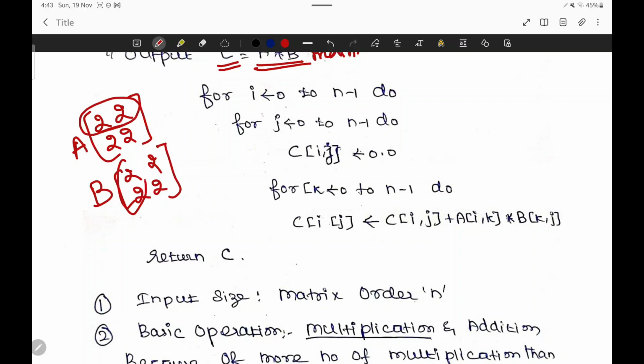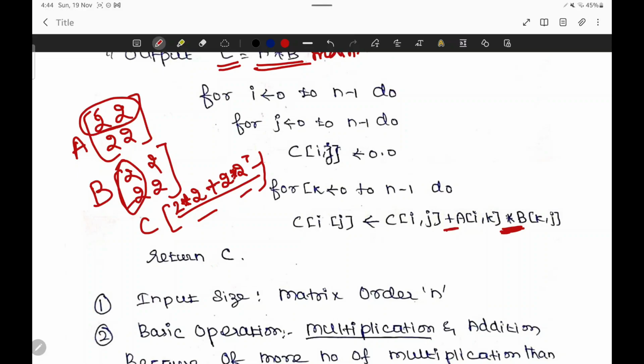We take the A matrix's first row and the B matrix's first column. So how will the output be stored? First row, first column of A matrix times first row, first column of B matrix, plus first row, second column of A matrix times second row, first column of B matrix. Likewise, we need to find the remaining values. So we multiply the first row, first column of A with the first row, first column of B.